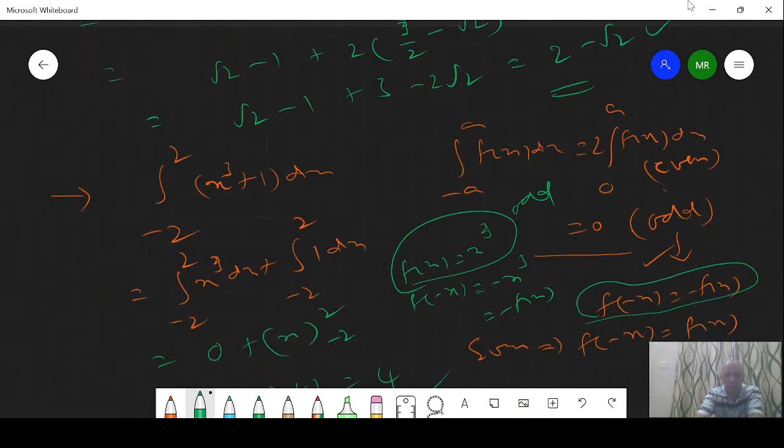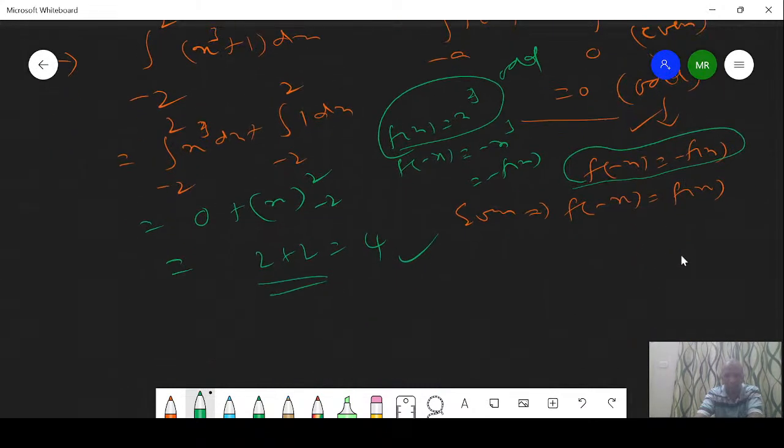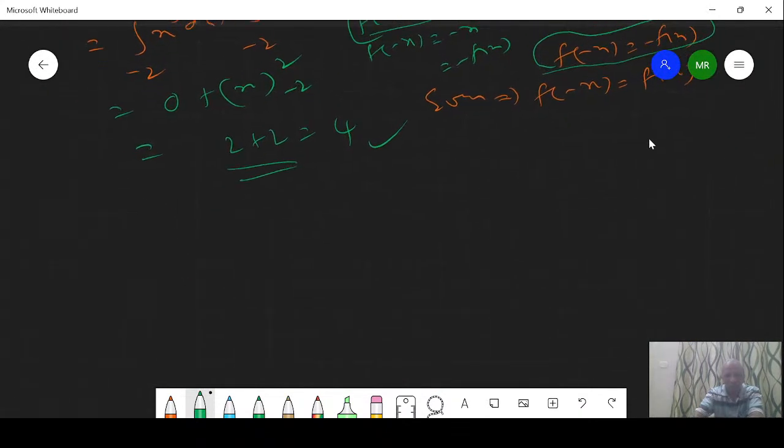After this you understood the procedure, how to do that. I hope it is clear. Should I repeat again? Is it clear? Aditya, understood that? Should I repeat? Is it clear? Then fine.